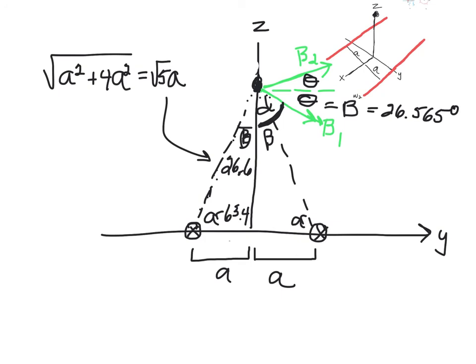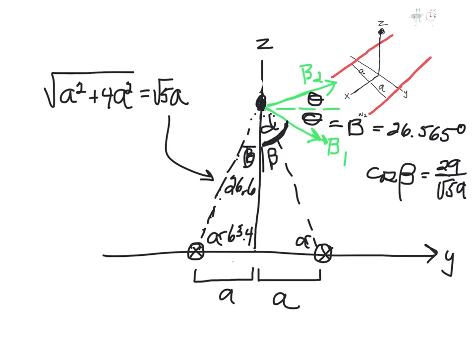But another way of getting it is beta, the cosine of beta is going to be the adjacent side 2A over the hypotenuse, square root of 5A. Whoops. So the cosine of beta, which is how we're going to get those components, right? That's why we need it, is 2 over the square root of 5. So we actually have it without even finding an angle.